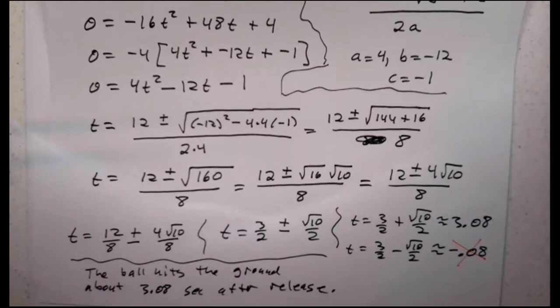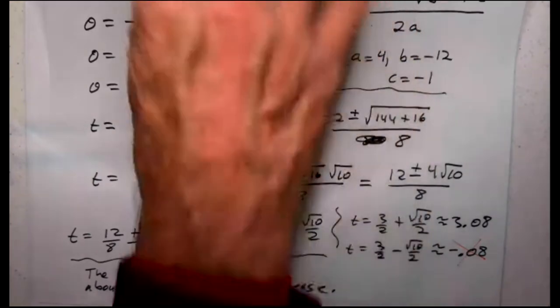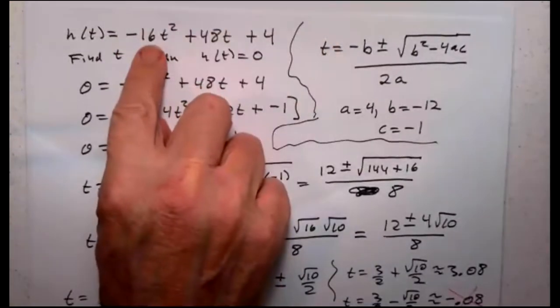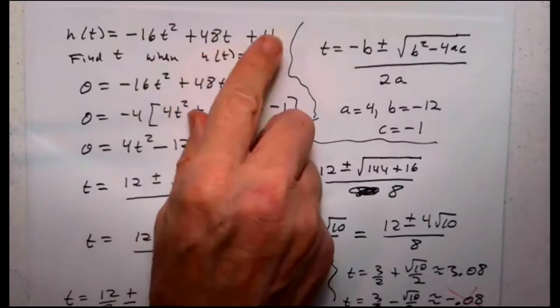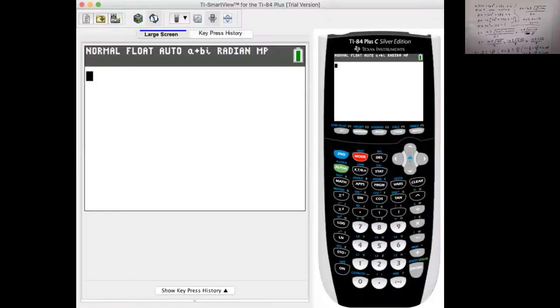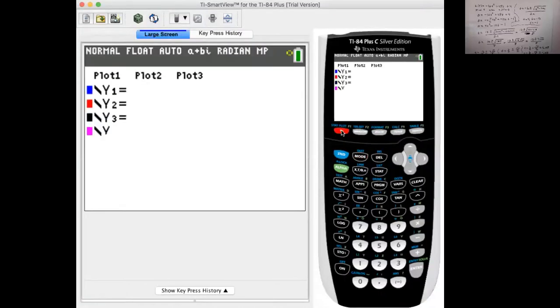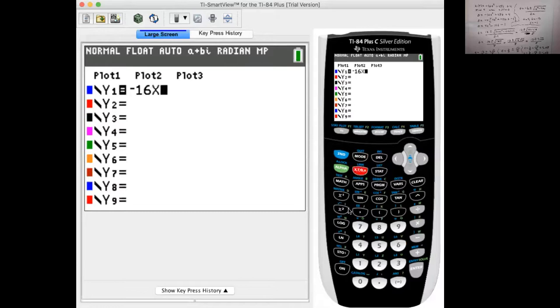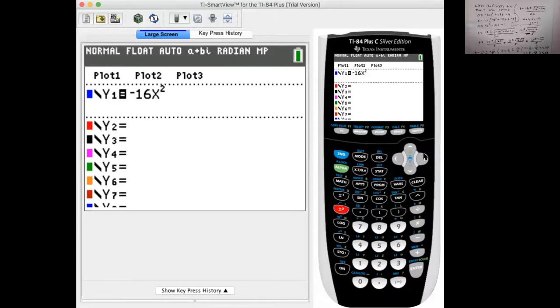Now, we want to go ahead and check all of these answers on the graphing calculator. So let's go ahead and plug this height function, we see it here, negative 16t squared plus 48t plus 4, into the graphing calculator. And then we'll see if our answers match. So go to the y equals, and we'll type that in. Negative 16, I'm going to go with x squared. Negative 16x squared plus 48x.